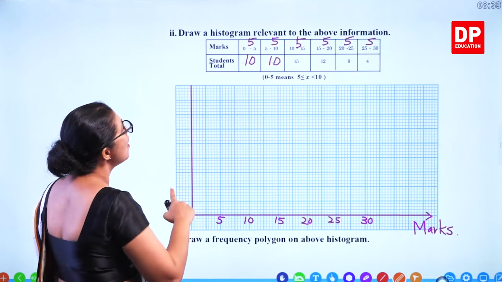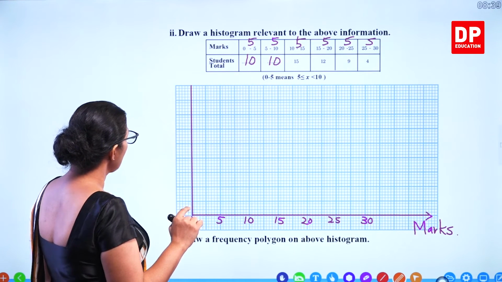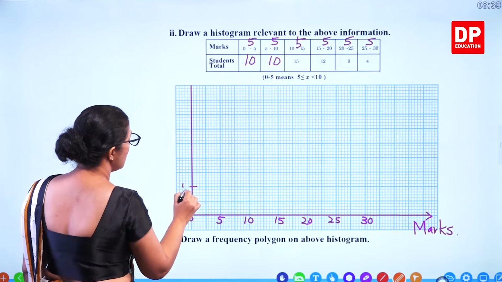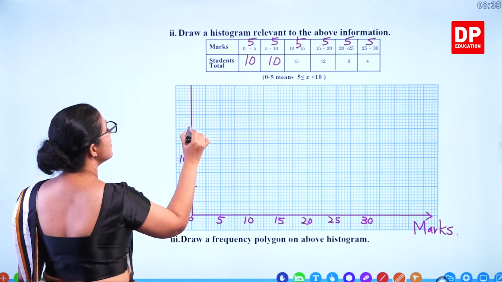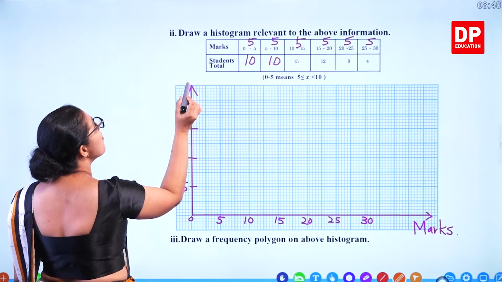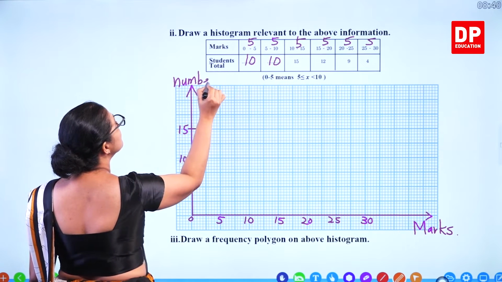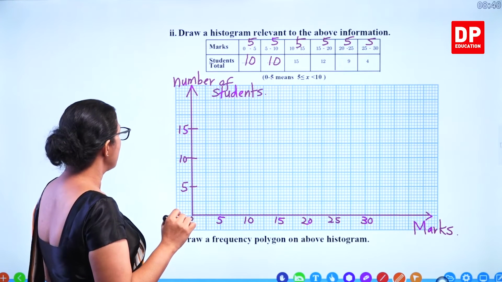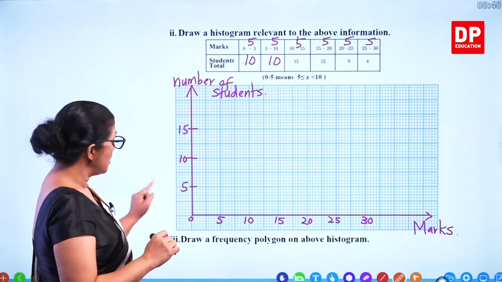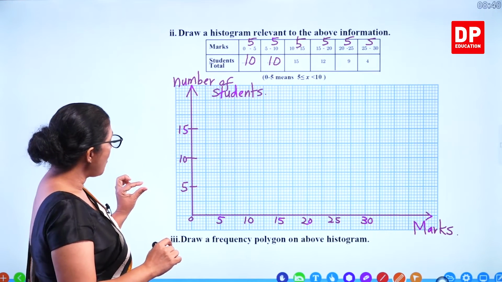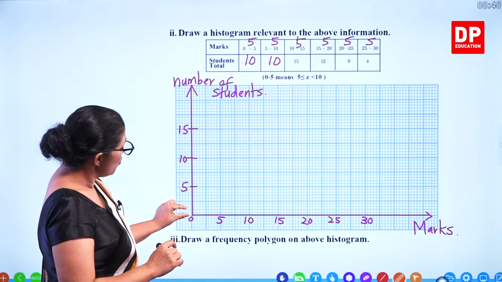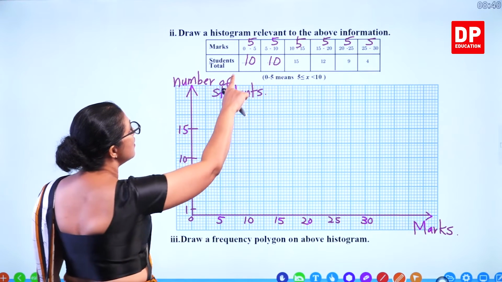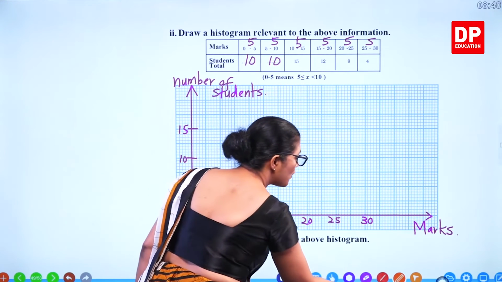Then this side, 15 is the maximum. So we'll take two small squares. One, that's 5, 5, 10, 15. So this is number of students. Now what does 1 square mean? 5 for 10 squares. So each 2 squares worth 1. So these 2 squares mean 1 unit. So remember when you are marking these numbers. Now we'll draw the histogram first.